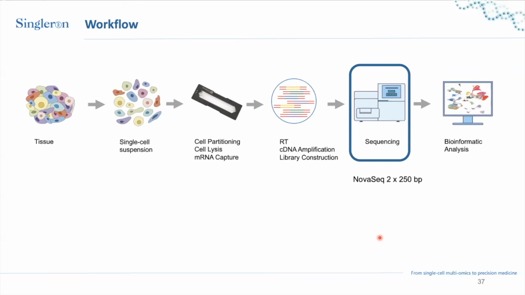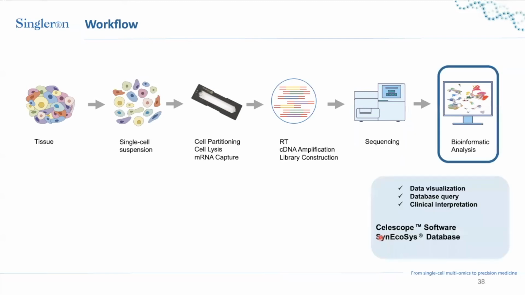After you sequence your samples, you get your FASTQ files. In this case, we provide software that is deposited freely on GitHub called Telescope, which helps you visualize your data and query the database. And we also developed the Synecosis database, which helps in separation of the clinical data, or helps you classify or cluster your data.